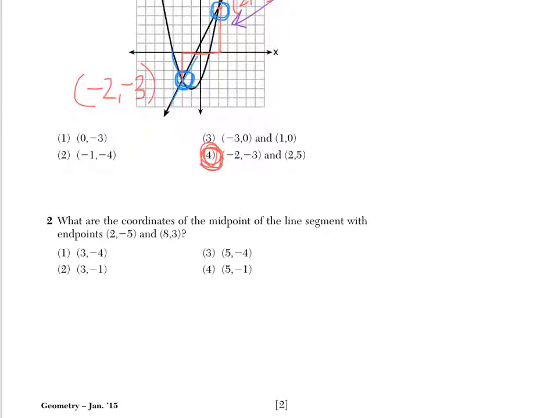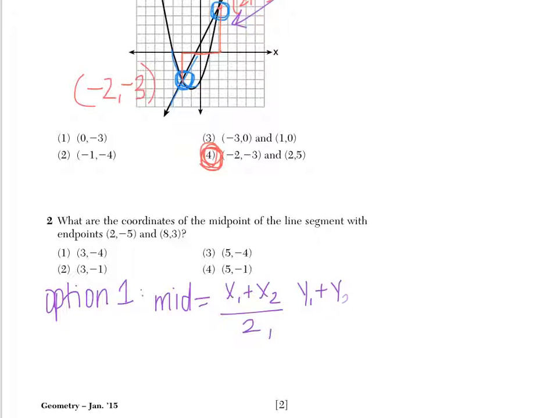Number 2 says, what are the coordinates of the midpoint of the line segment with endpoints 2, -5, and 8, +3? So there's 2 options here. The first option is to use the formula. We know that the midpoint is equal to x1 plus x2 over 2, so the average of the x values and then the average of the y values. And again, it's a point, so we put parentheses around it.